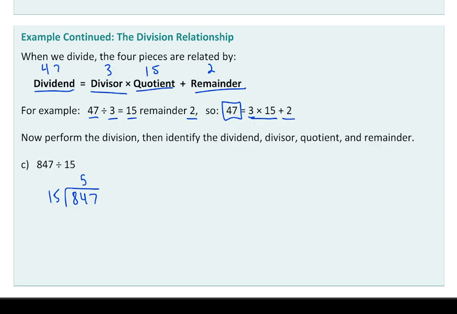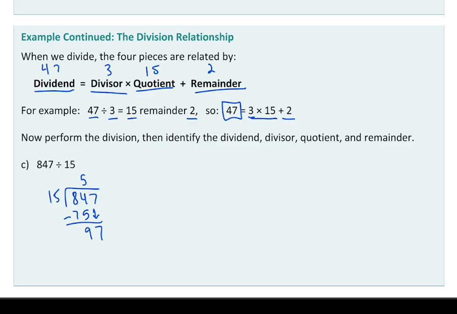I put a 5 at the top there. And 15 times 5 is 75. That was the closest we could get to 84. Now we take their difference, and I have 9. Oh, don't forget, we dropped the 7 there. 84 minus 75 gave us the 9, but we dropped the 7 to get 97.